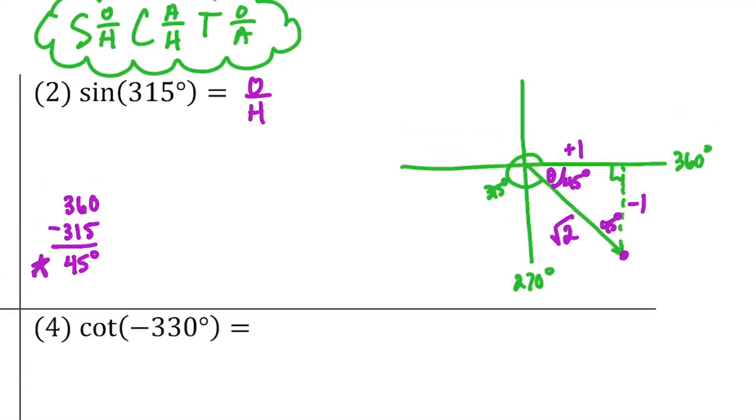So if we look at our opposite over hypotenuse here, the opposite side is going to be -1, and the hypotenuse is going to be √2. So if we fill in the rest of our trig function, we're going to have opposite, which is -1, over hypotenuse, which is √2. Now remember, we can't have square roots in the bottom.